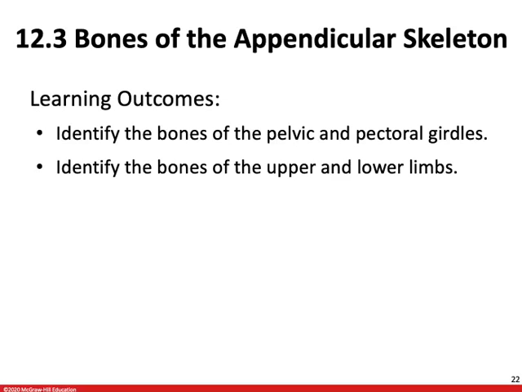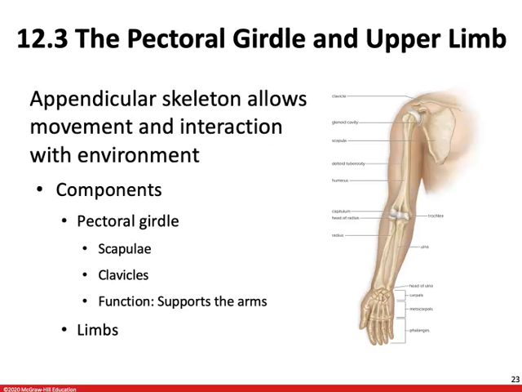All right, next up we're going to be talking about the bones of the appendicular skeleton. The appendicular skeleton allows for movement and interaction with the environment, and it's going to contain the pectoral girdle and the limbs. We're going to talk first about the upper limbs in the upper region.